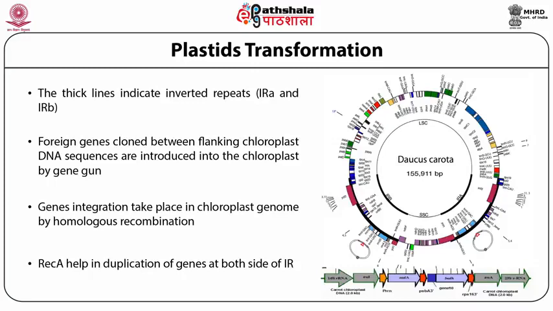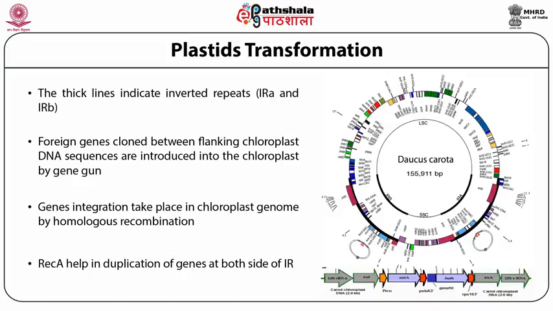Here you have seen that there are two thick black lines shown, inverted repeat A and inverted repeat B. So, for example, we take the native DNA of inverted repeat A and divide it into a small portion, like flank A and flank B, or left flank and right flank, and then put our cassette between these two native chloroplast DNA flanks. Then by homologous recombination, we help to integrate this chloroplast vector into the chloroplast genome.